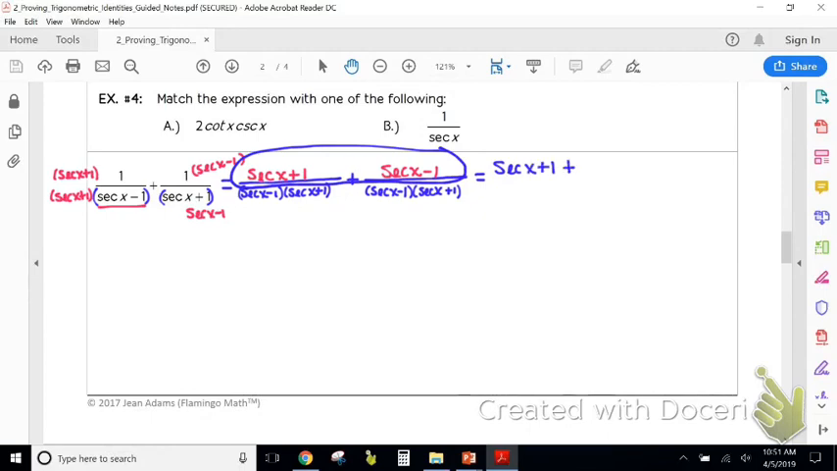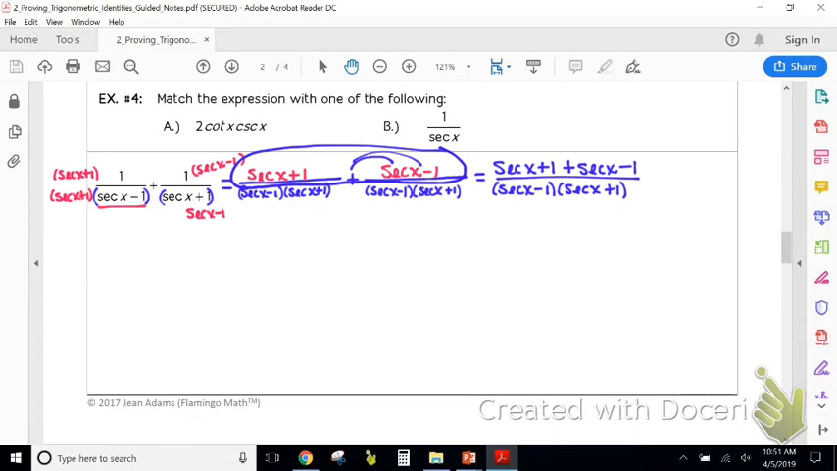plus, now be careful, if that had been a minus, guys, remember, whatever's in the middle here needs to be distributed. So if it had been a minus, we would have to change signs, okay? So plus secant of x minus 1 over our least common denominator, or our common denominator at least. So then you combine the top.